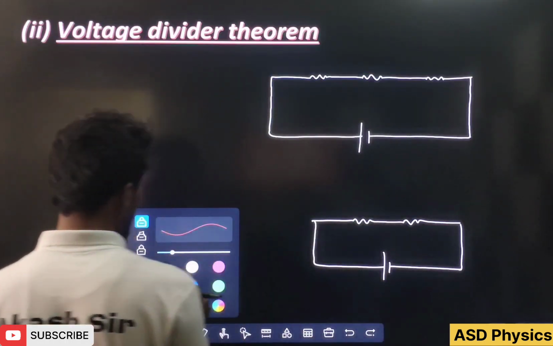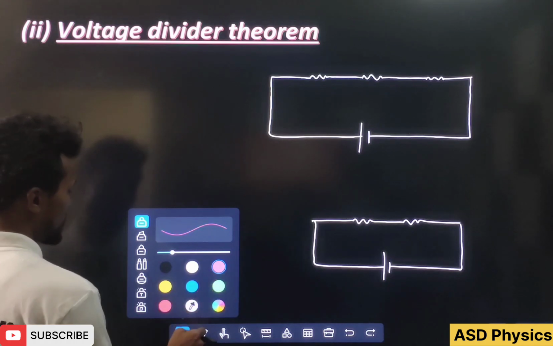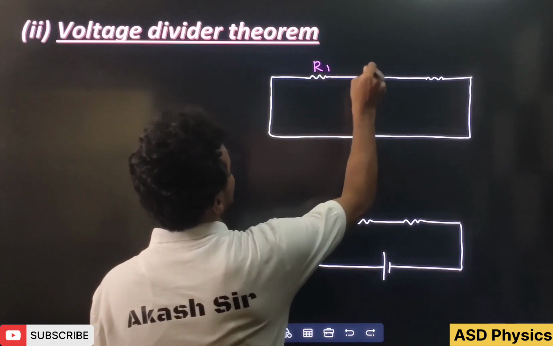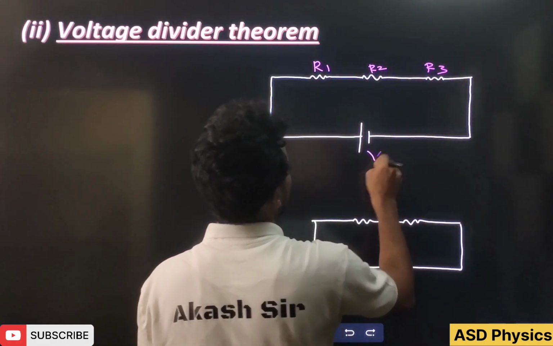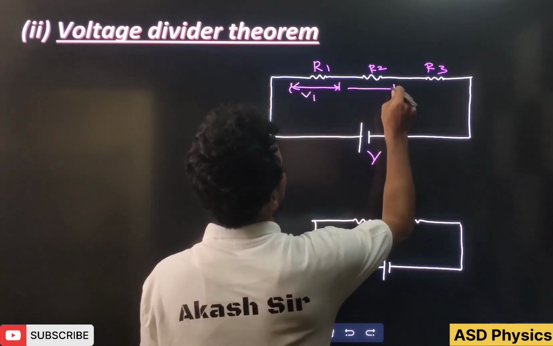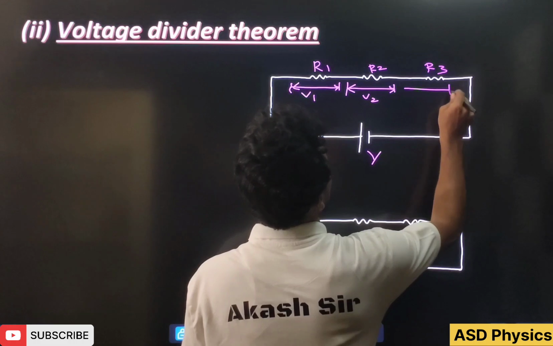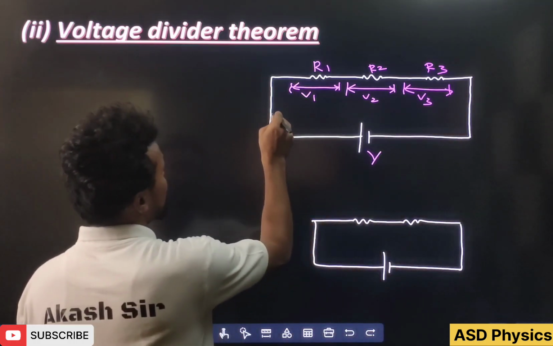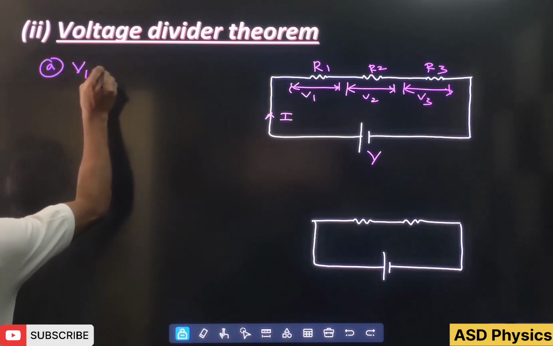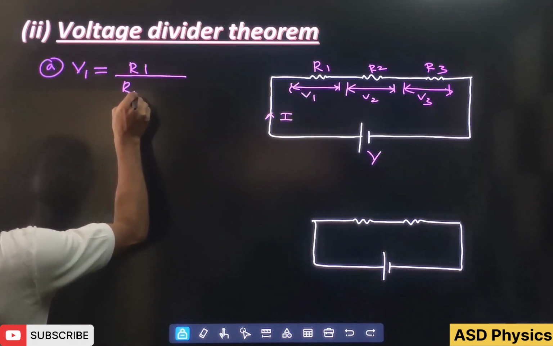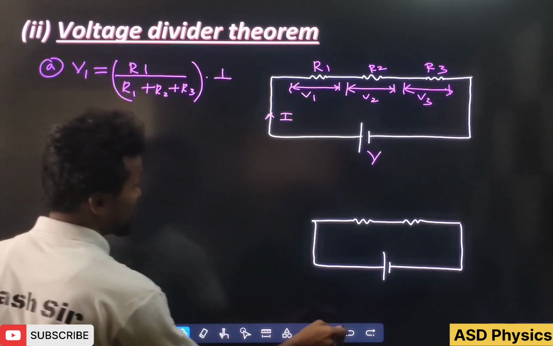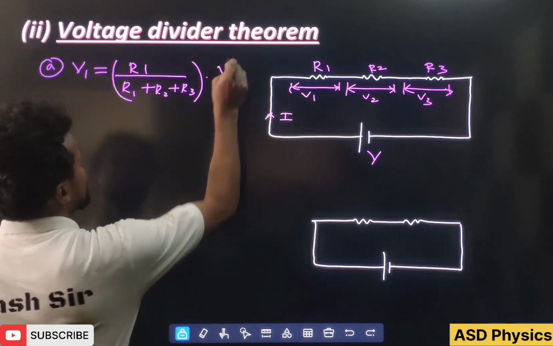Now students, we are going to see the voltage divider theorem, based upon the previous concept. Under the voltage divider theorem, first I have taken R1, R2 and R3, with voltage V as I have told you. This is V1, this is V2, and this is V3, and the current is I. So what we can write here? If I want to write V1, I can write R1 by R1 plus R2 plus R3 into V. Not I actually, V.